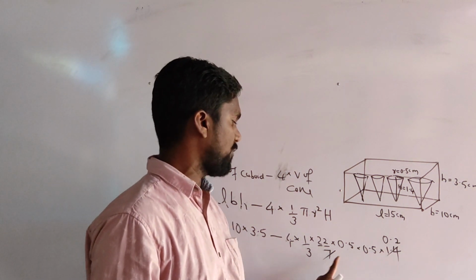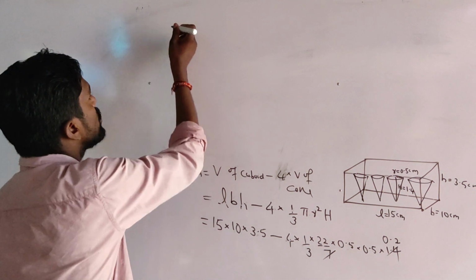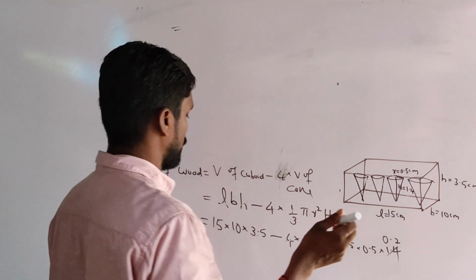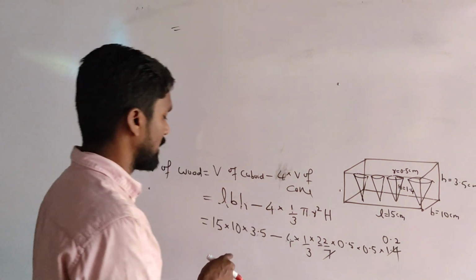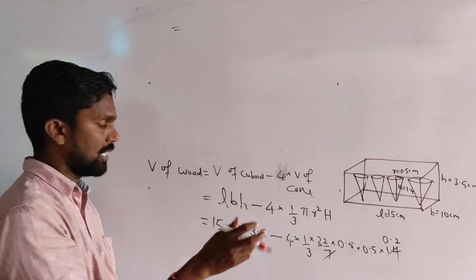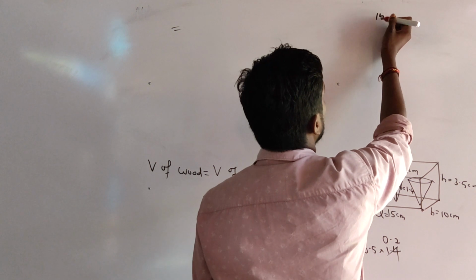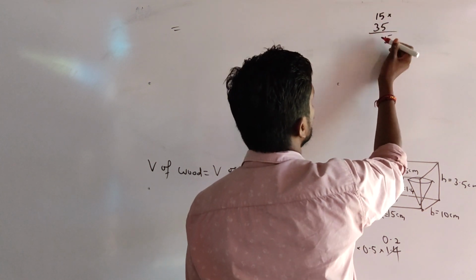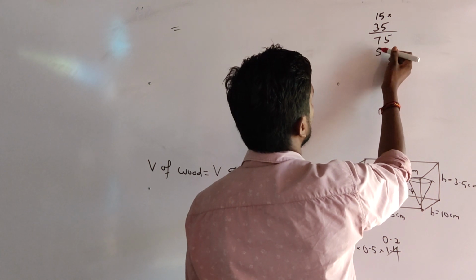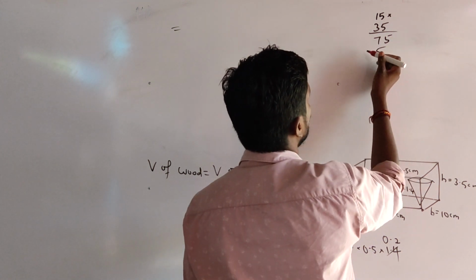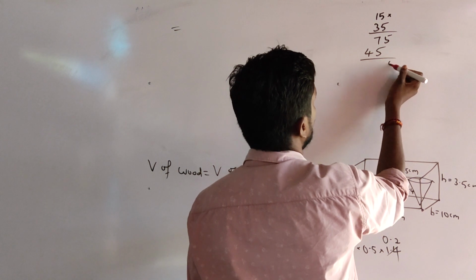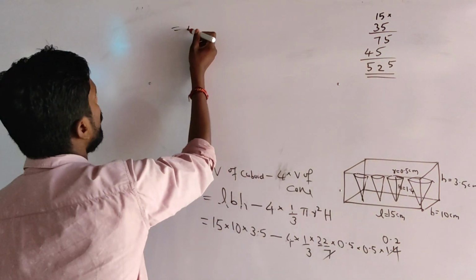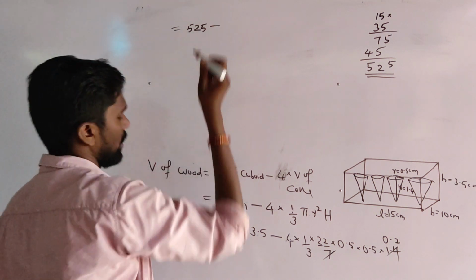So that is 1.4. So cancel 0.2. So 15 into 10, that is 150. 150 into 3.5, so that you can multiply. Otherwise 3.5 into 10, 35. 15 into 35. 5 into 5, 25. So that is 75, 50. So that is equal to 525. So volume of cuboid, that is 525.